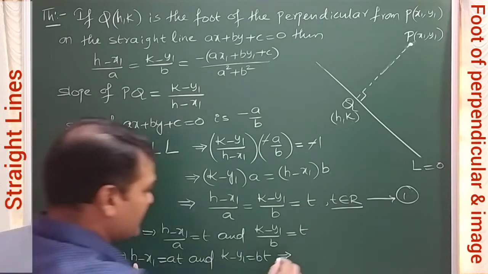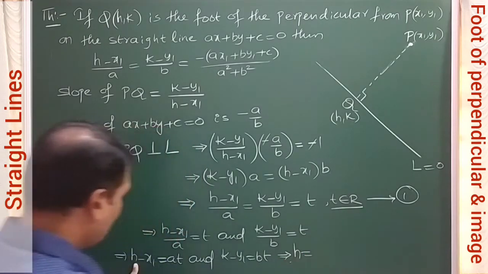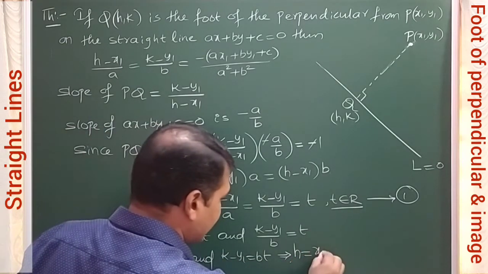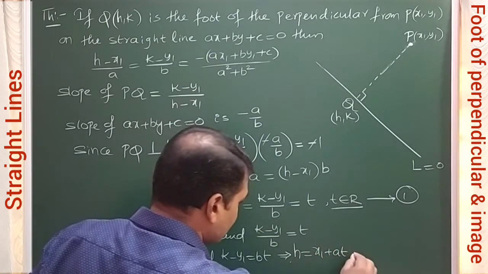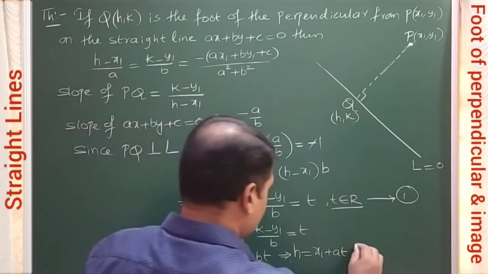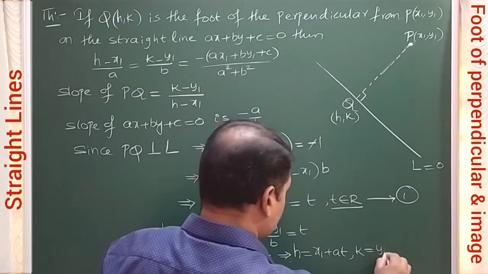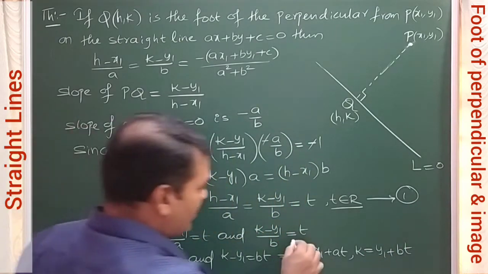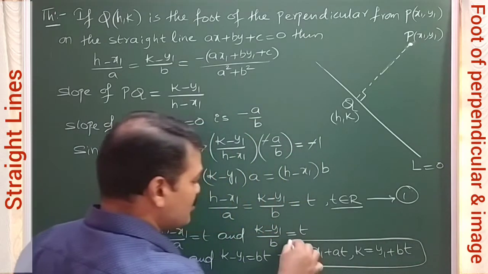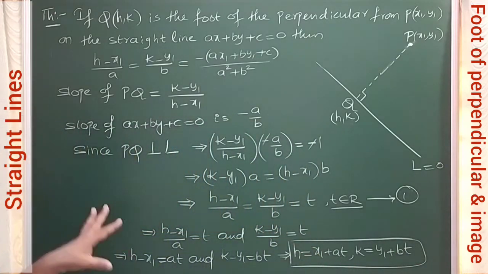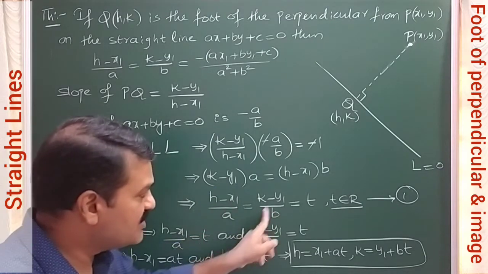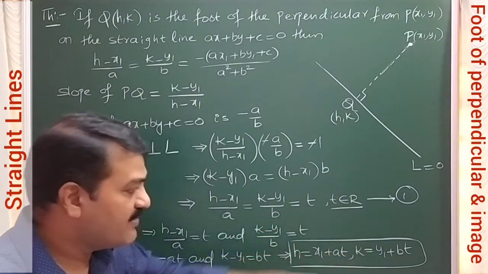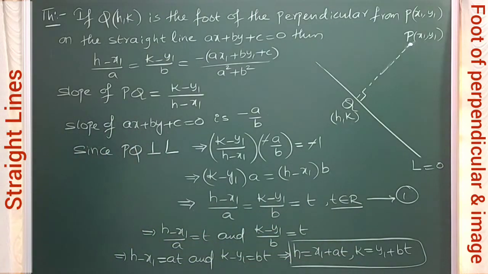So what is h from this? h is equal to x1 plus at. What is k here? k is equal to y1 plus bt. So we got h comma k values now. After simplification, by taking these two equal to some t, we got h comma k in terms of t.